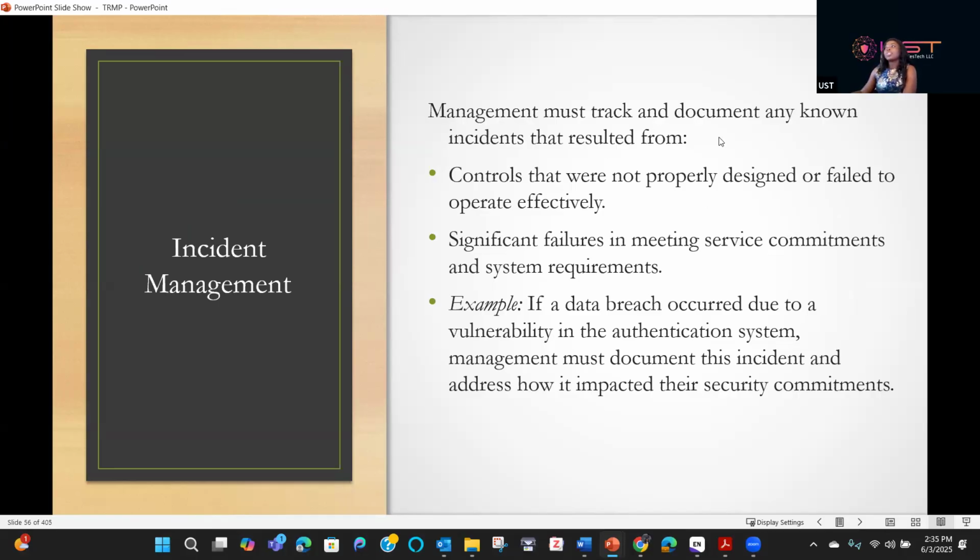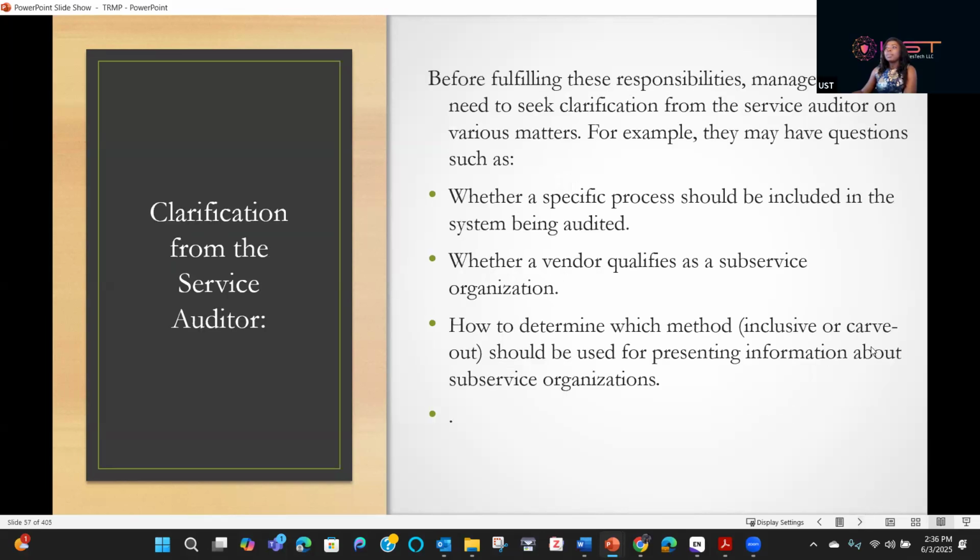Management must track and document any known incident that resulted from controls that were not properly designed or failed to operate effectively, and significant failures in meeting service commitments as well as system requirements. If a data breach occurred due to a vulnerability in the authentication system, management must document this incident and address how it impacted their security commitment.